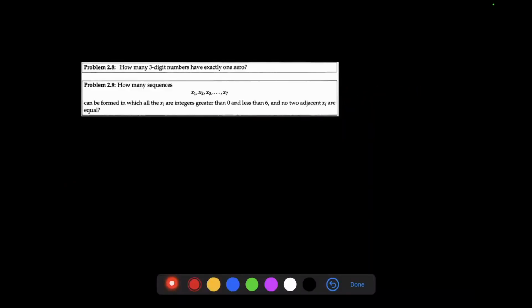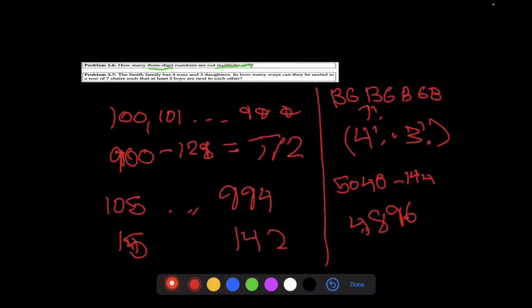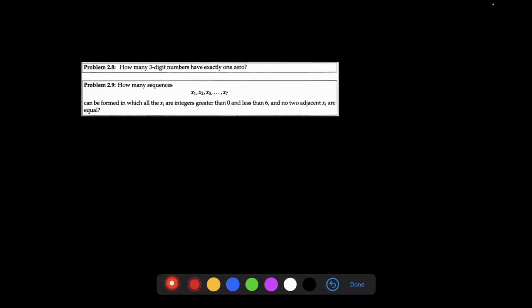So now let's go to constructive counting. How many 3-digit numbers have exactly one 0? Well, we could do this as casework using a method similar to a problem like this. But let's try to do it a different way. Let's do it with constructive counting. We've already seen some problems like this in previous videos, so let's go.